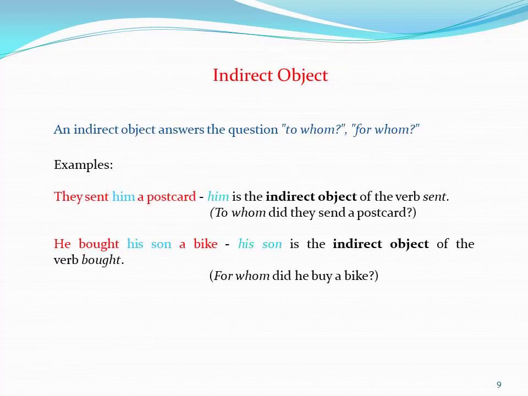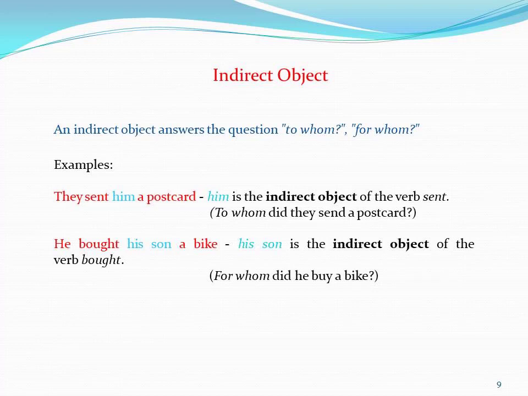The next type of object is indirect object. An indirect object answers the question to whom and for whom. See the example. They sent him a postcard. Here, how can we frame a question? To whom did they send a postcard? The answer is him. So, him is the indirect object.